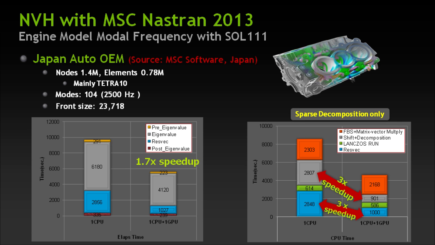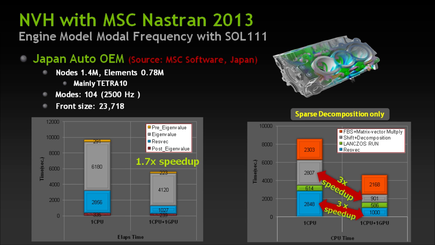The next model is a powertrain model, and this came from my colleagues at MSC Software in Japan. They work with a large auto customer in Japan, and here again is a realistic customer model. The thing that I'd like to highlight here is it's solution 111, unlike solution 108.